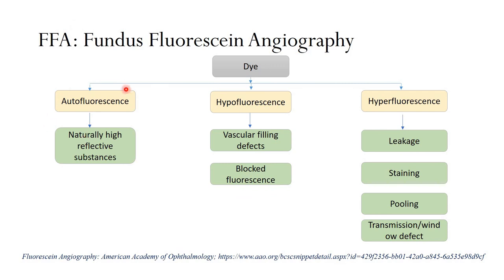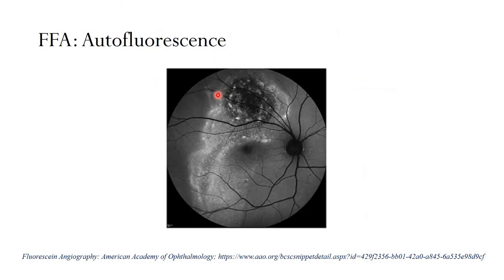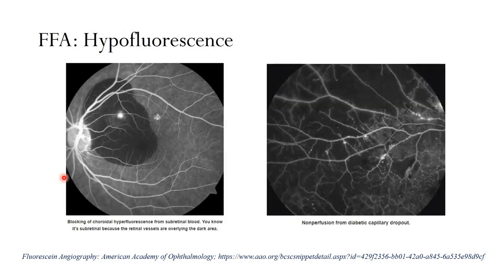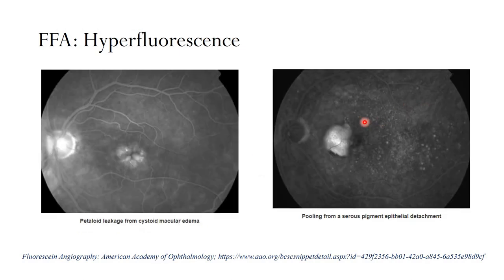We had discussed all these things in detail in the previous videos which explain FFA, so kindly go through that for better information. Here in case of autofluorescence, this is how a normal structure reflects the light. This is hyperfluorescence due to leakage of blood. This is hypofluorescence. This might be because there might be media opacities or blood in front of the retina.